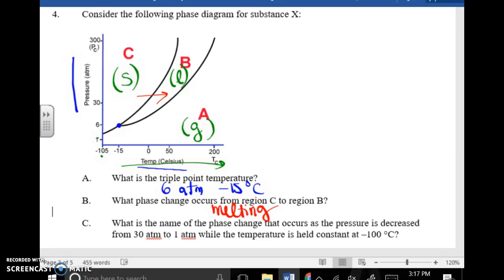Finally, what is the name of the phase change that occurs as the pressure is decreased from 30 atmospheres to 1 atmosphere at negative 100? Well, let's take a moment. Let's not rush into it. Let's find 30. Here's 30. And let's find 1. And we're going to be making a trip at negative 100, which is around here. So the trip is going to take us from here to here. We crossed that line from solid to gas. Solid to gas, that is called sublimation. Exactly, sublimation. Again, it's the question everybody loves.